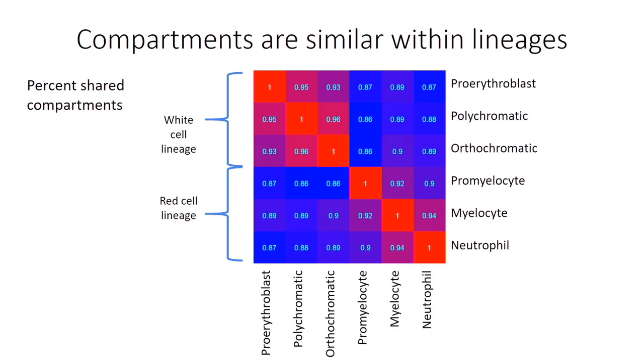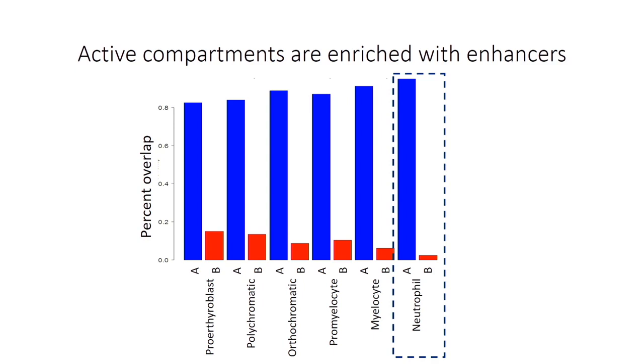But the question is, what does this mean functionally for the cell? One of the key characteristics of compartments in the 3D structure is that the active compartment is strongly enriched for genes, for enhancers, and so on. We see that very clearly here. So this is for each of these different stages, the active and the inactive.